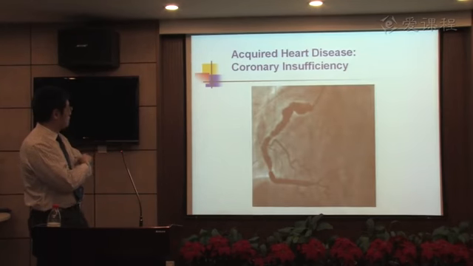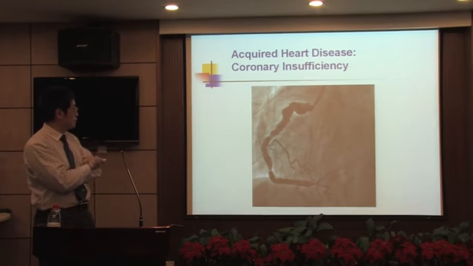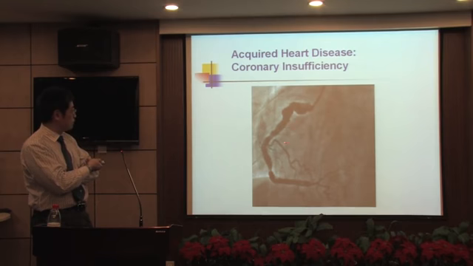Next topic, we'll talk about some acquired heart disease. The first one is coronary insufficiency. You can see here the angiography of the right coronary artery like this. You can see the stenosis here and here, and it's very typical.